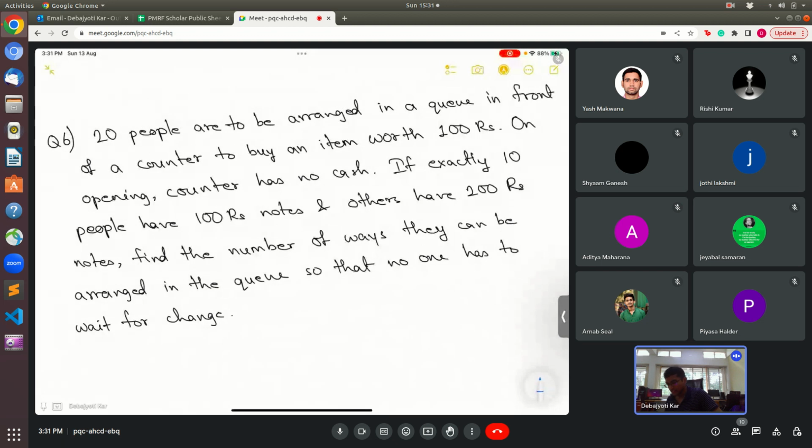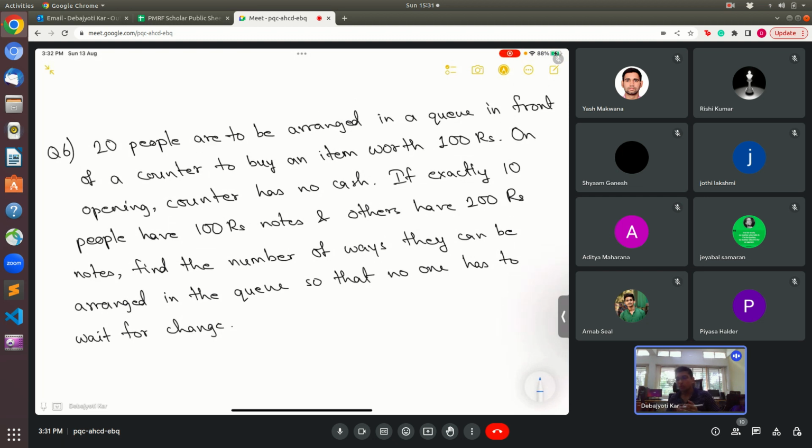What this says is that there are 20 people and we have to arrange these 20 people in a queue in front of a counter, and each of them wants to buy some item which is worth 100 rupees. Initially the counter has no money, and we are given the information that exactly 10 out of these 20 people have 100 rupee notes and the remaining 10 have 200 rupee notes. The question is, find the number of ways in which they can be arranged in the queue so that no one has to wait for change.